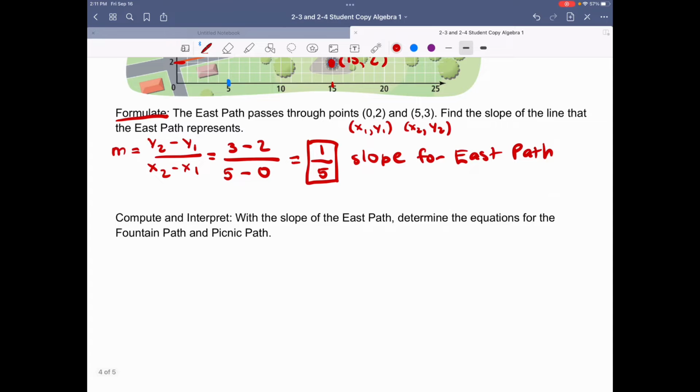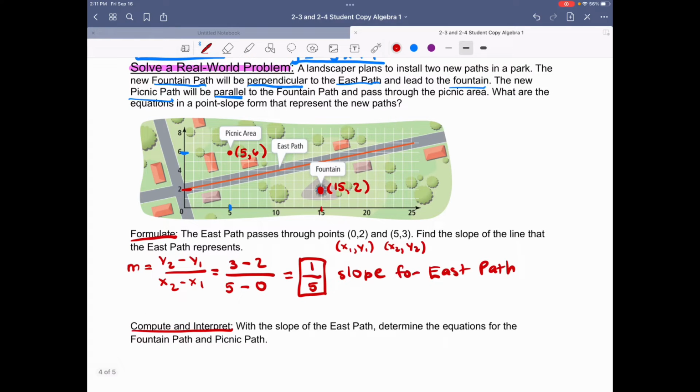The next step is to compute and interpret. With the slope of the east path, determine the equations for the fountain and the picnic path. So if we go back up here, let's go back to blue. The fountain path needs to be perpendicular to the east path. And the picnic path needs to be parallel to, no, parallel to the fountain path.